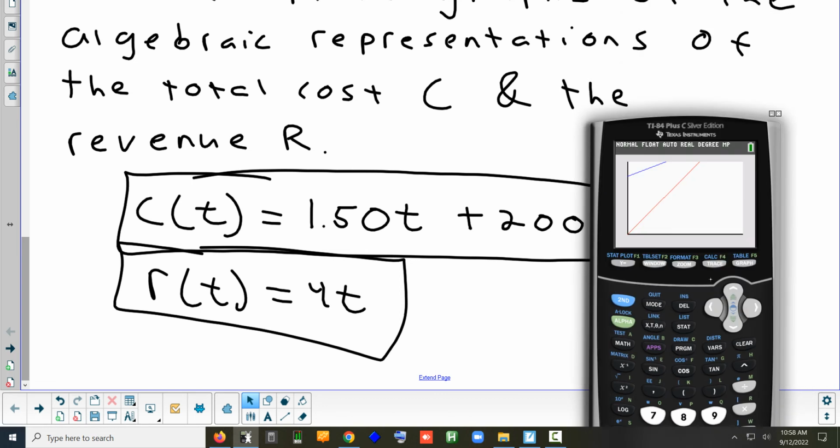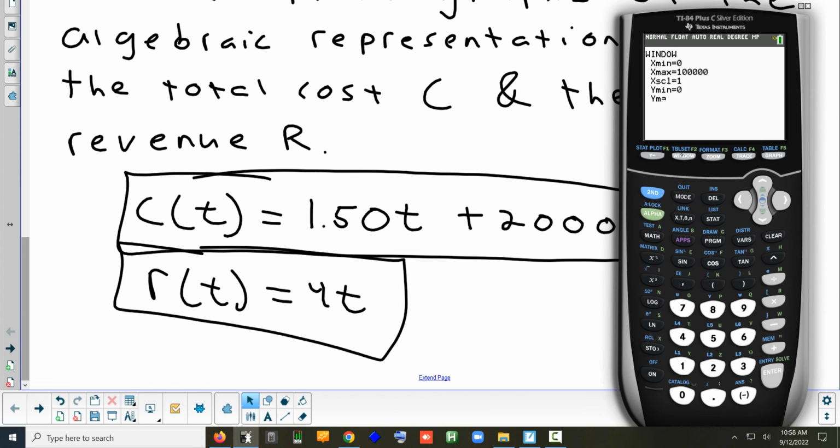I'm trying to think where these are going to cross. So I would definitely change the Y max. Let's try 350,000. I think that's going to get us pretty close. So there's our cost, there's our revenue. Yeah, we got it. And that's a complete graph of this problem.